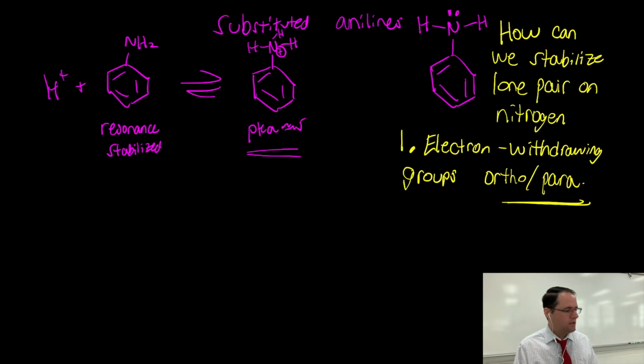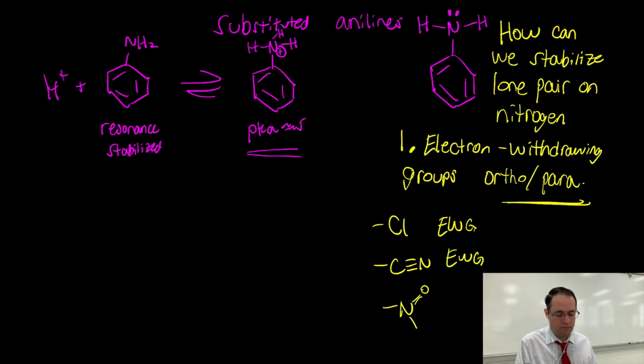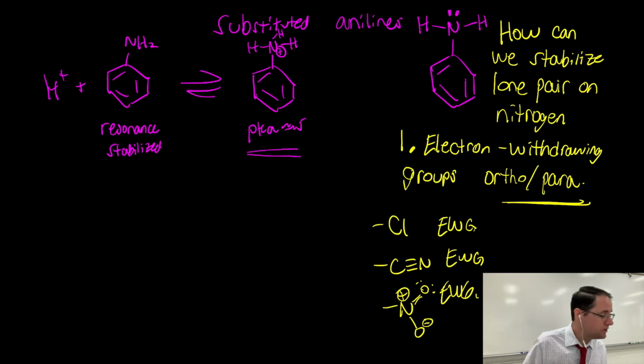So the textbook lists various things like chlorine, nitrile, and nitro groups. Okay? Chlorine is an electron withdrawing group. Okay? The nitrile group is an electron withdrawing group, and the nitro group is one of the best electron withdrawing groups you can possibly have. Okay? So if we position a nitro group at the para position or a nitro group at the ortho position, that's going to make the acidity dramatically different. Okay? For example, para-nitroaniline has a pKa of 1.0. Okay? So it's dropped. It's more acidic.